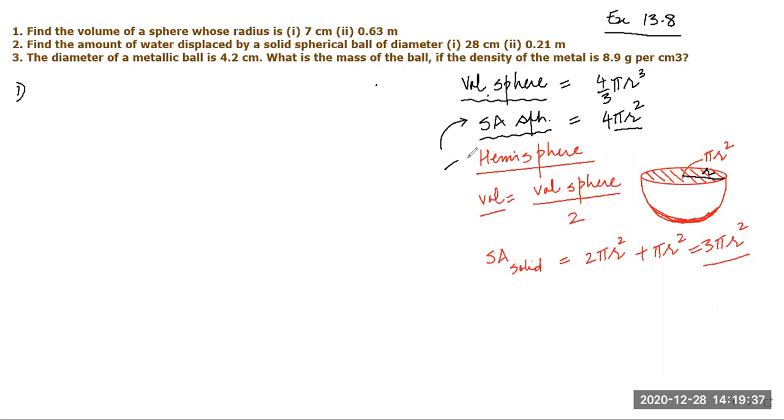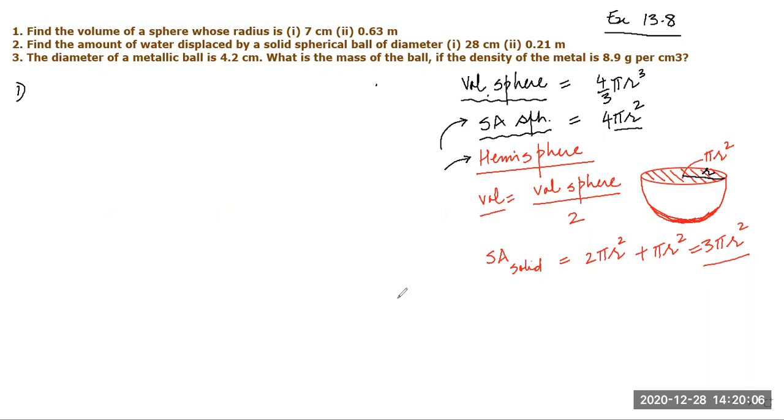Hemisphere. What is a hemisphere? If we cut the sphere into two equal parts, we get hemispheres. Like a lemon, we can cut a lemon and get two equal parts. A lemon is a solid hemisphere, but our bowl in which we take tea, coffee, or curd is a hollow hemisphere. So what is the volume of a hemisphere? 2 by 3 pi r cube. So it is half the volume of a sphere, right?